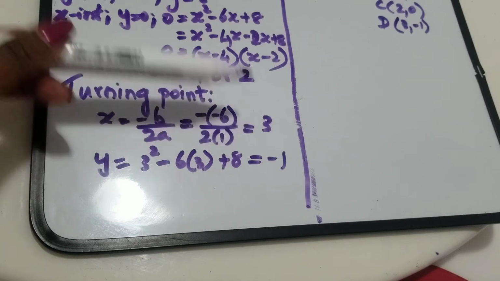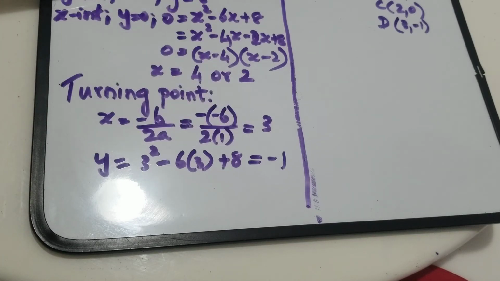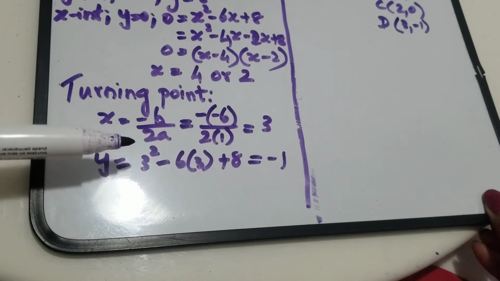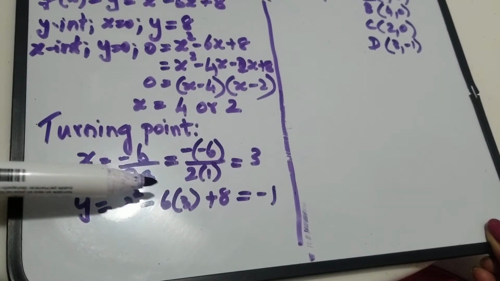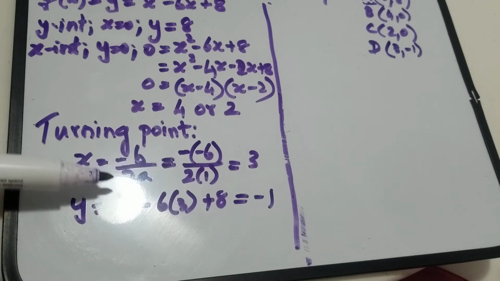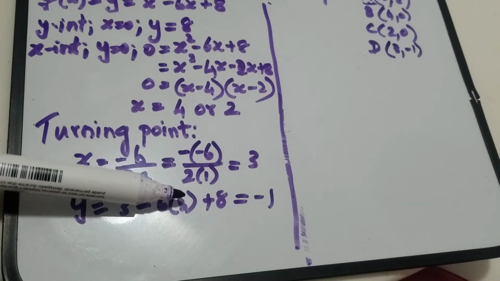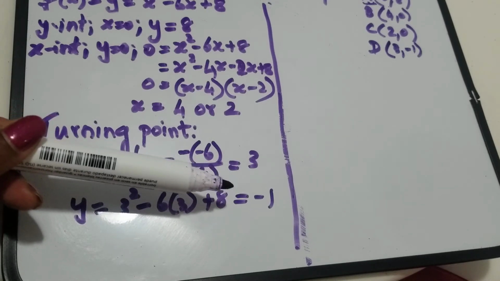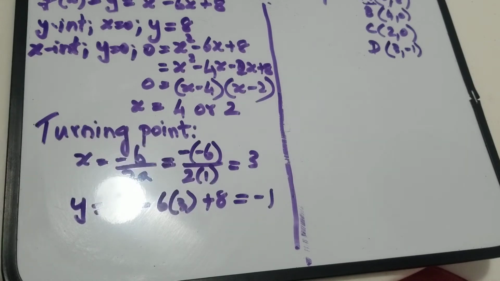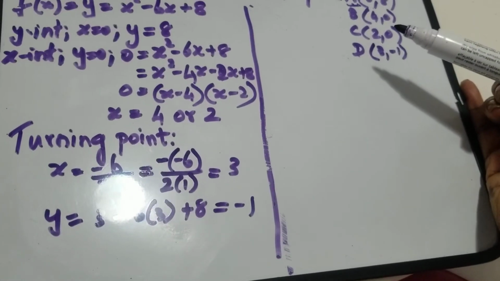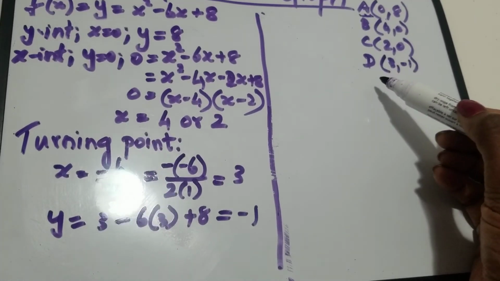Now substituting this value of x back into the equation for y, we have y equals 3 squared minus 6 times 3 plus 8. 9 minus 18 plus 8 gives us negative 1. So that is the last point to be plotted on our graph.